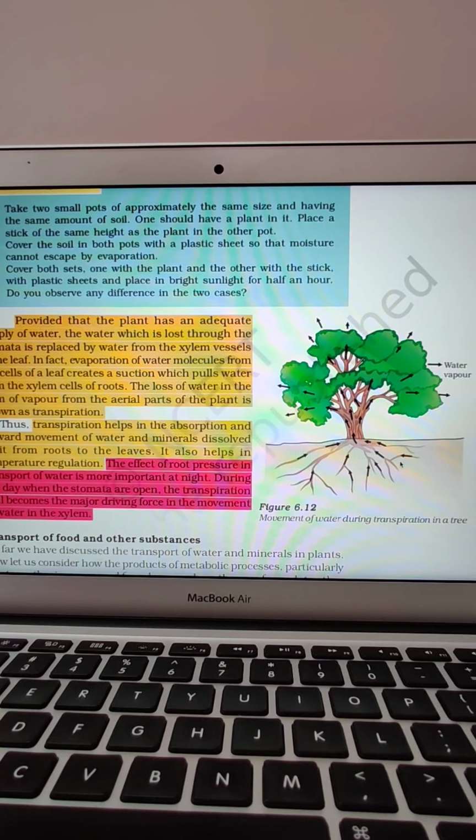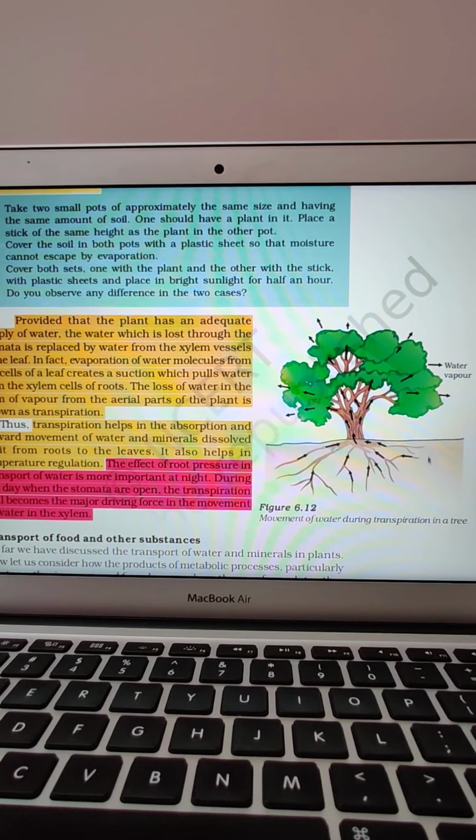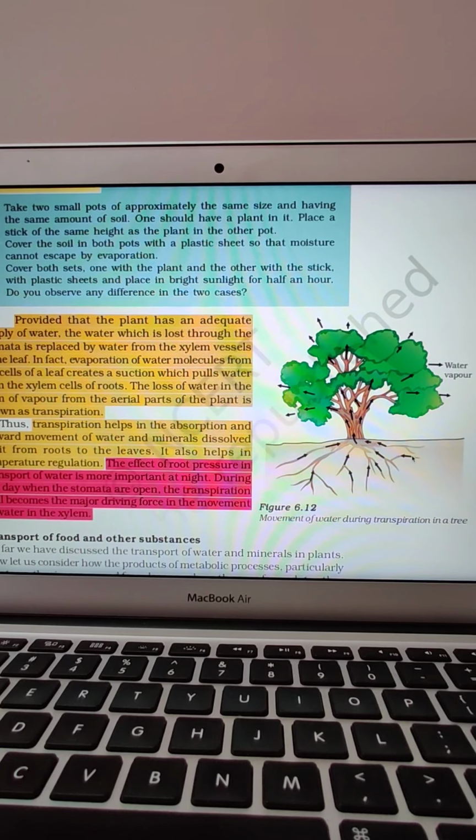So the water, in which the minerals are dissolved, gets diffused from the soil into the root cell. Why? Because there occurs a concentration difference. The concentration of minerals and water is higher in the soil as compared to the root. So the water molecules along with the minerals get diffused from the soil to the root cell. Then what happened?